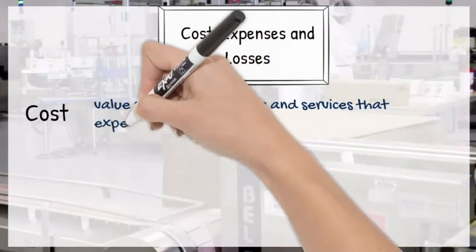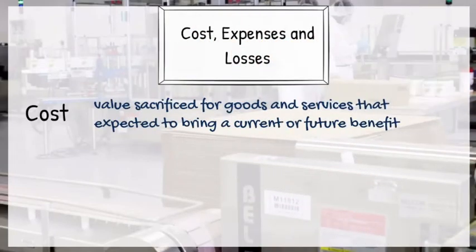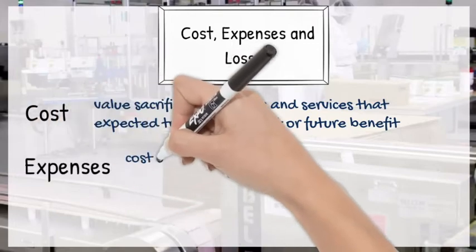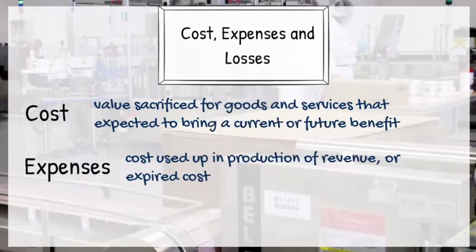Cost is a value sacrificed for goods and services that are expected to bring a current or future benefit, while expenses are also costs. They are costs used up in the production of revenue, or expired costs. Expenses will be deducted from revenue to get income. So what this means is that when we say cost, it doesn't automatically mean it is an expense. It becomes an expense only if this cost has already been used or already expired. And that's what we call the cost of goods sold.